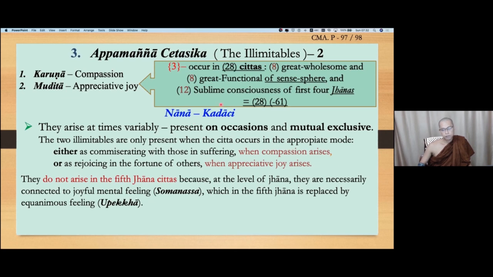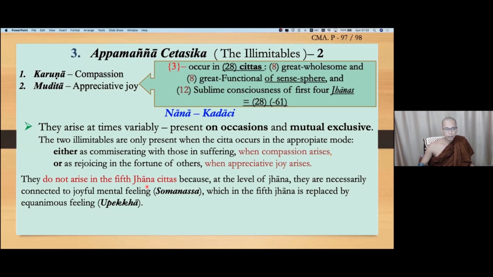Then, okay, for the sublime consciousness, only 4 jhana can arise with the Karuna and Mudita. But the 5th jhana cannot arise with the Karuna and Mudita. So what is the reason? At the level of the jhana, the Karuna and Mudita are necessarily connected to joyful mental feeling, so somanasa. So the Karuna and Mudita always arise with somanasa in the level of jhana.